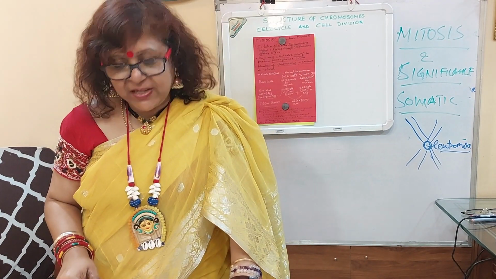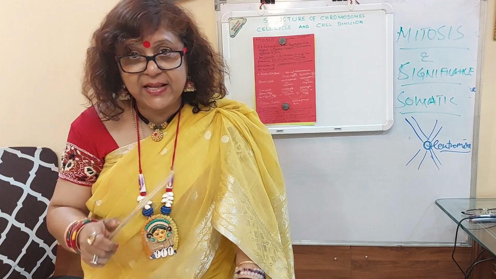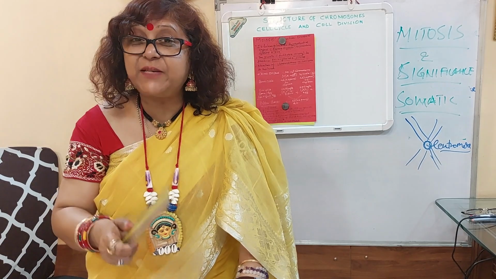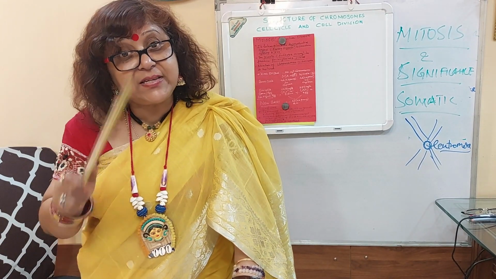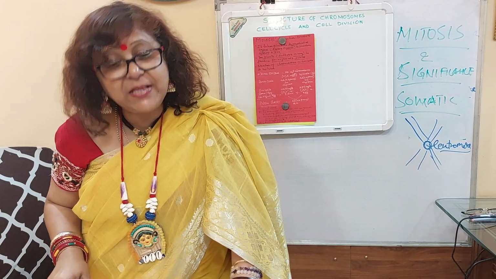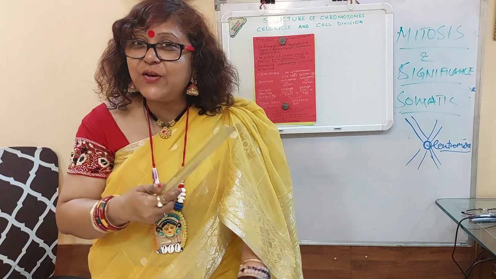Meiosis refers to reductional division. It's a kind of cell division that produces the sex cells or gametes. That is why it takes place in the testes and ovaries, the reproductive organs in humans. And where does it take place in plants? What are the sex organs in plants?